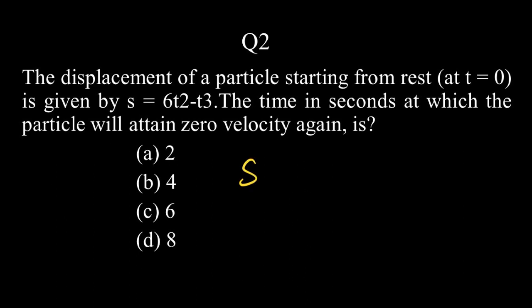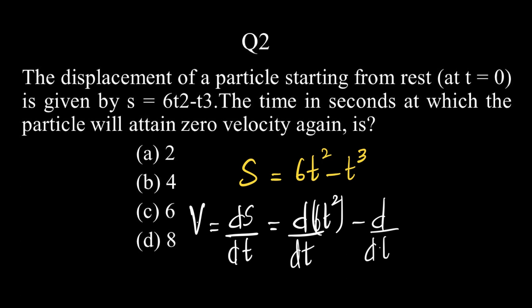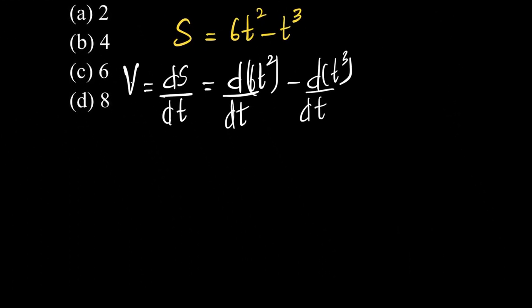So what is given in the question? s is equal to 6t square minus t cube. What is velocity equal to? It is the rate of change of s, which is basically d by dt of 6t square minus d by dt of t cube, which is v equal to 12t minus 3t square.